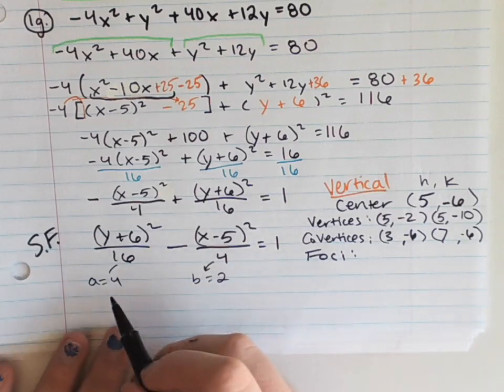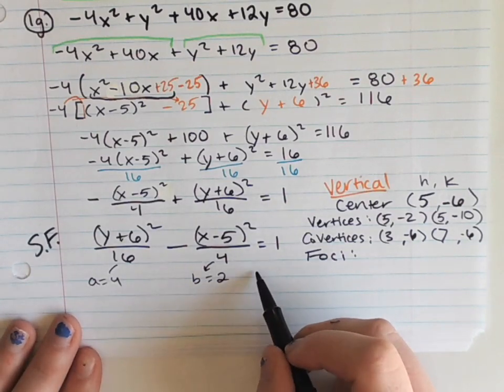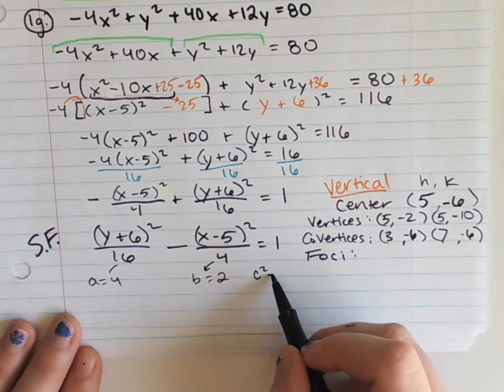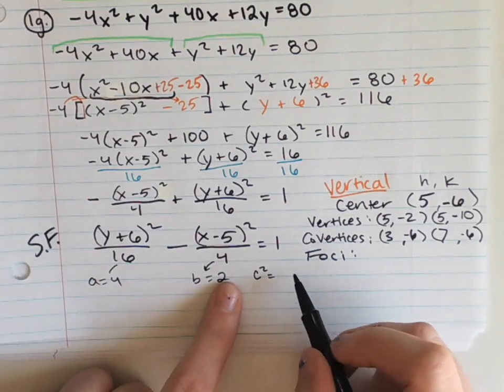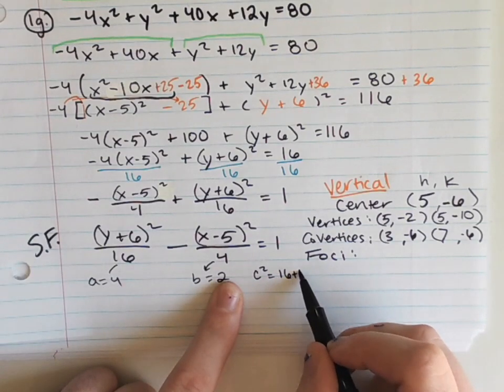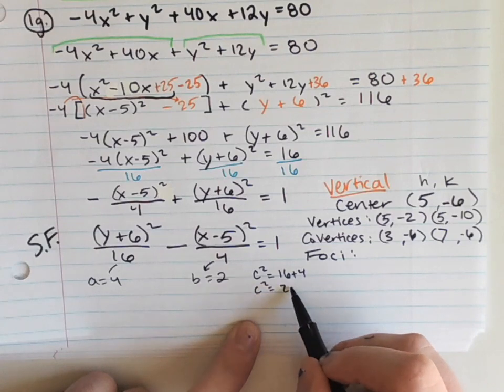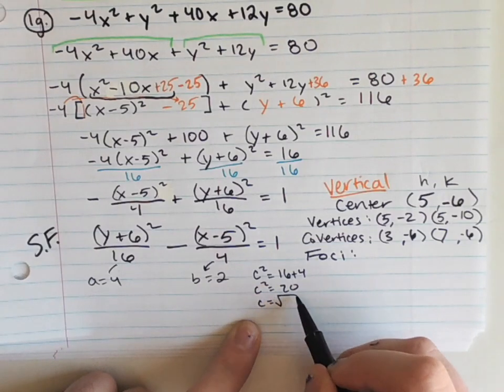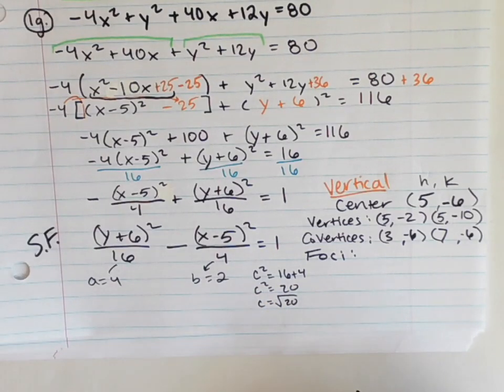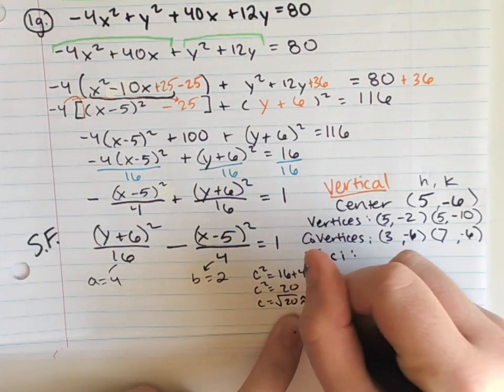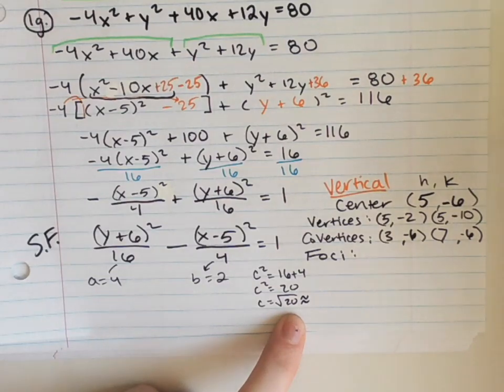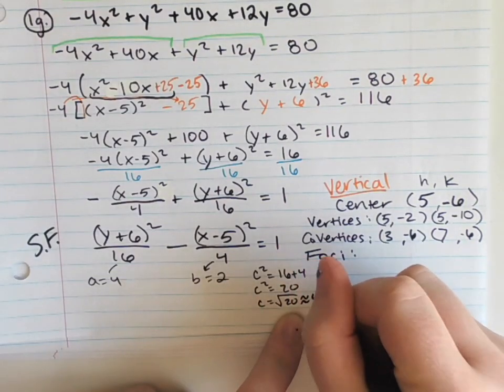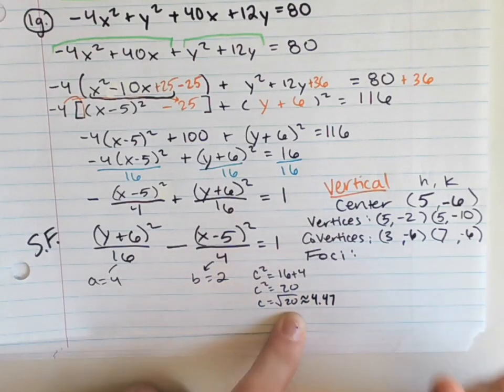Foci is found by c squared, so if we've got c squared equals a squared plus b squared, so it's 16 plus 4, c squared equals 20, c equals the square root of 20. If you type that into a calculator, you should get 4 something. 4.47-ish.